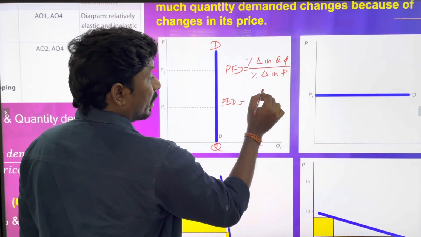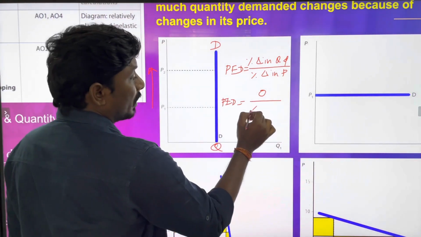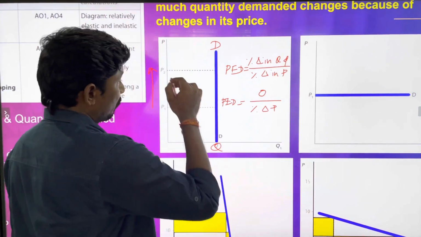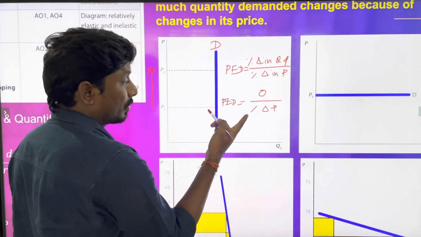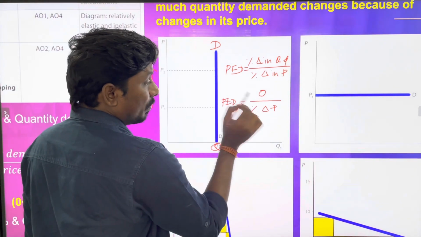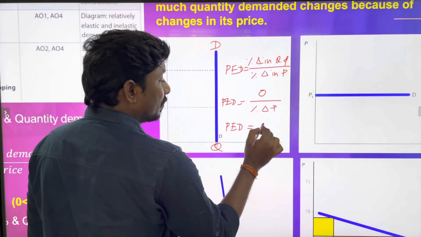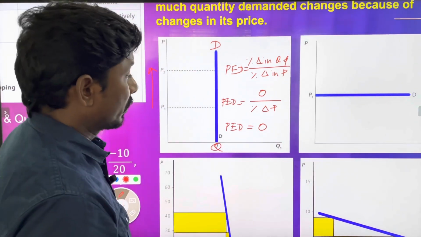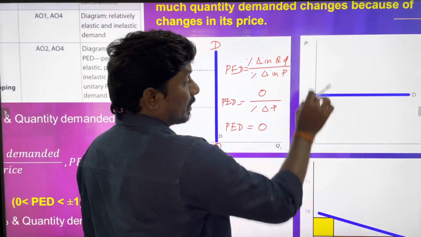So this will automatically be 0, and in the percentage change in price portion, definitely it will be positive or negative. If it decreases, it will be negative. If it increases, it will be positive. So simply, 0 divided by anything equals 0. So if the PED value is 0, then that is perfectly inelastic. Okay, and meanwhile this one is the perfectly elastic demand curve.